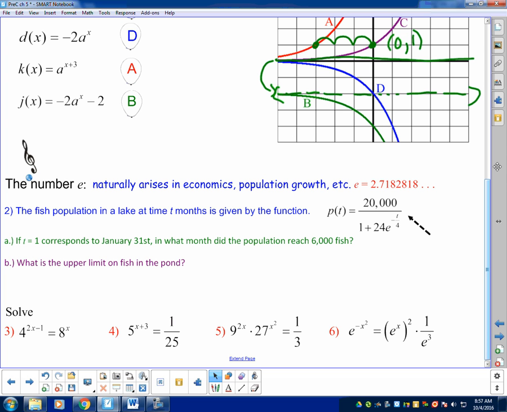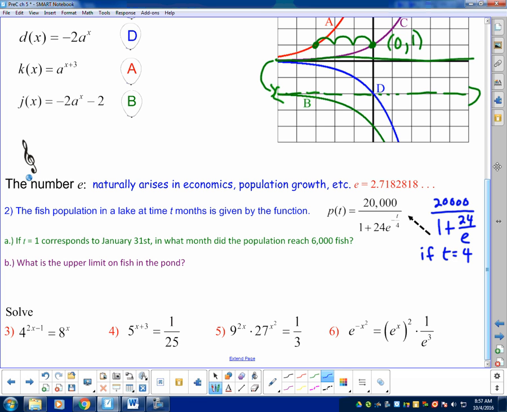As time grows, so say time is 4. Then it would be e to the negative 4 over 4, which is e to the negative 1. You know what that means when we have e to the negative 1? Reciprocal. So this becomes 20,000 over 1 plus 24 over e if t equals 4. You with me?